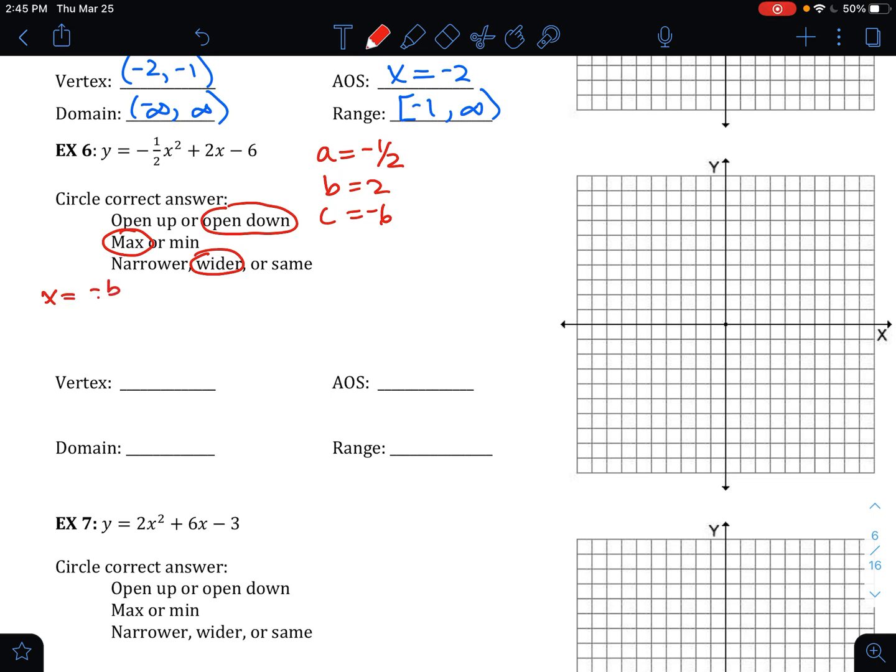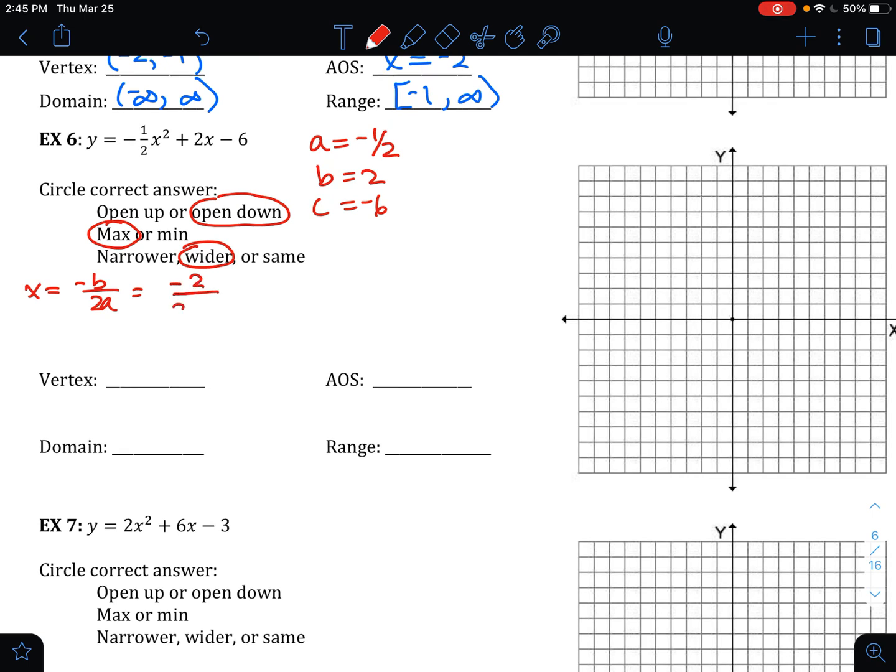Okay, x equals -b over 2a. So that's going to be -2 over 2 times -1/2. 2 times -1/2 is -1, which gives me a +2. Now plug that in. So y equals -1/2 times 2 squared plus 2 times 2 minus 6. Again, I would probably type it in. I'd probably use 0.5 for a half. So we should end up with a -4. So my axis of symmetry is x equals 2.